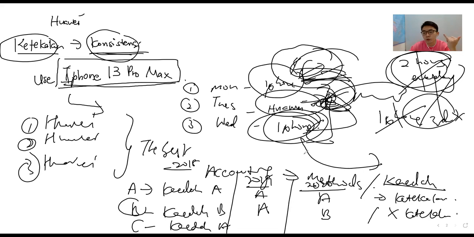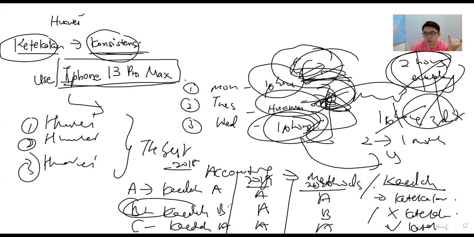Kan? So when you do something, you must have consistency. When you say you want to study 2 hours, you try to do it for 1 month, and then you see whether it is effective or not. Same thing here. So when you use one method, you use it, AA, then AA until the end. So this is ketegaran. And then for company B, one B, one A, one B, tak ada ketegaran.